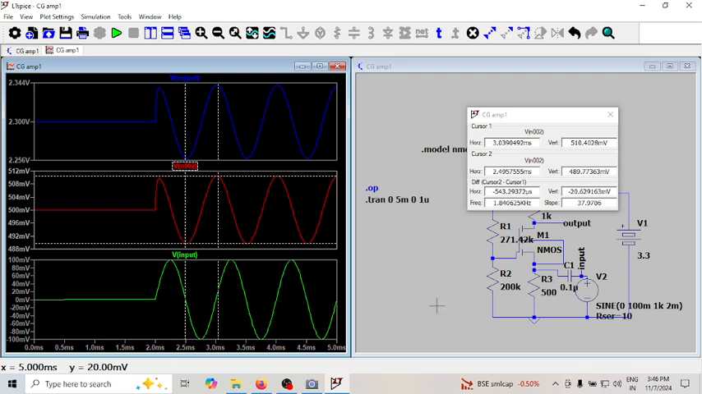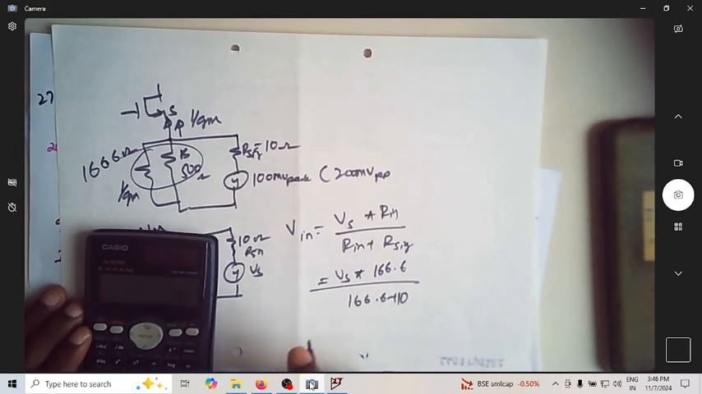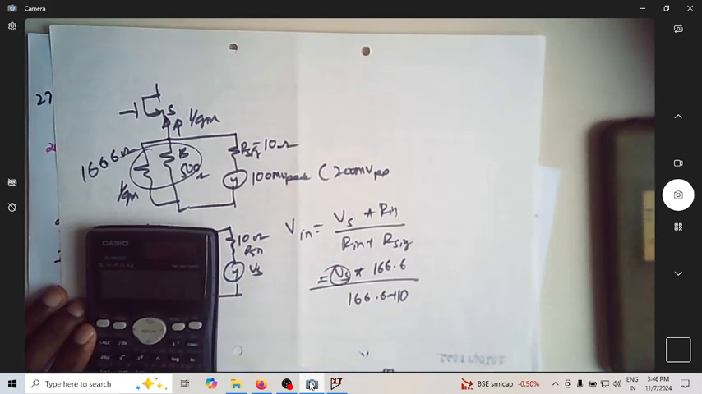So now let us go back and try to calculate. Suppose now this is 100 millivolt, it is 100 into 166.6 divided by 166.6 plus 10.